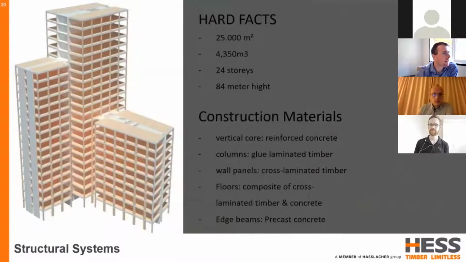So structurally, the building, obviously 24 stories, 84 meters total height. The primary construction materials are a reinforced in situ concrete core, glue laminated timber columns, CLT or cross laminated timber walls, precast concrete edge beams, and timber concrete composite floor panels. So a bit of a Frankenstein building in many different aspects with different materials and suppliers that supplied the project.